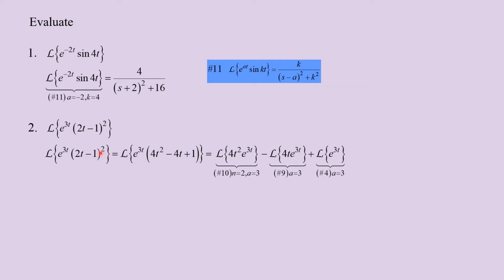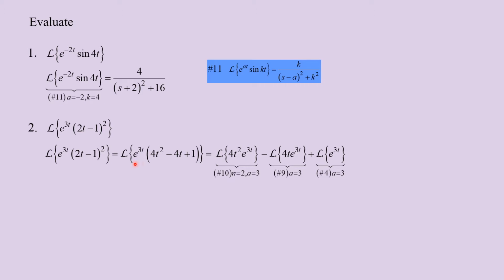Okay, now squaring this function, I'm using the formula (a minus b) squared, that will be a squared minus 2ab plus b squared. So it becomes 4t squared minus 4t plus 1. Next step is to multiply each of the terms inside the bracket with the factor e to the power of 3t and apply linearity of the Laplace transform. We need to get the Laplace transform of three functions.